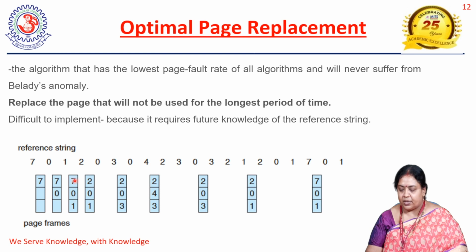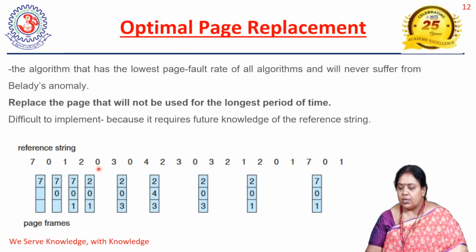7, 0, 1 are there. When is 7 referred? 7 is referred at the very end. Then 0 is referred here only. 1 is referred here. So the one not referred for the longest period of time is 7. So we replace 7 with 2, and here it becomes 2, 0, 1. Clear? That means the page which will not be used for the longest period of time. So we have to check the future references.